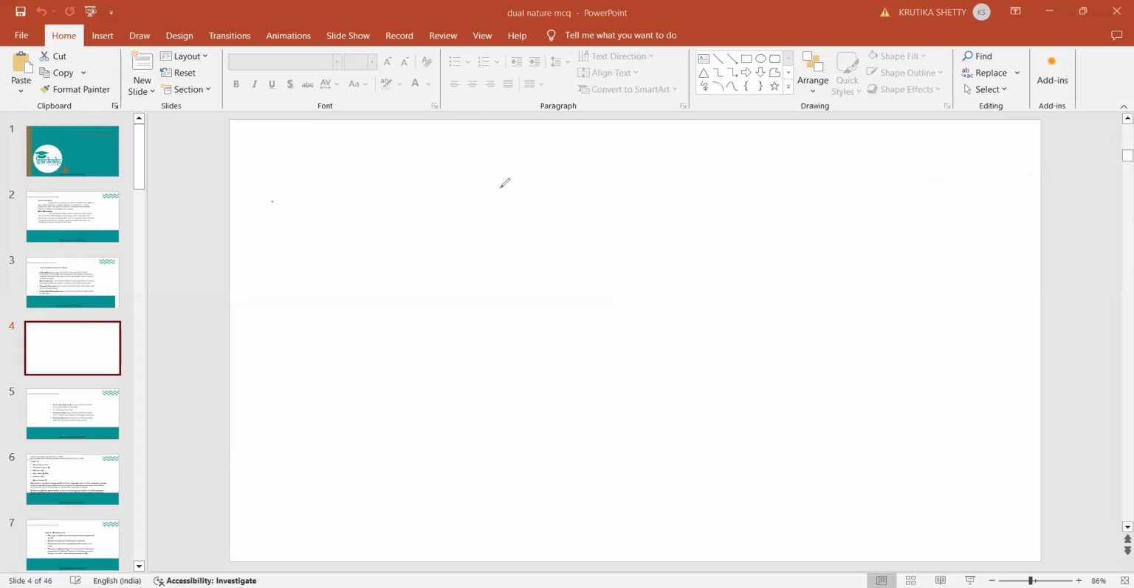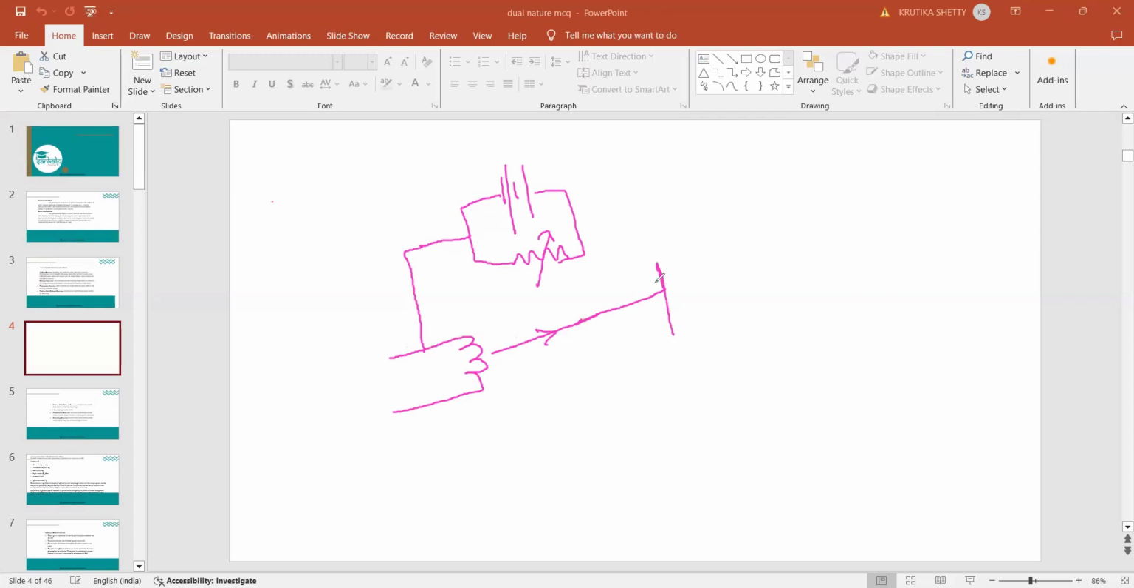Okay, so according to the Davisson and Germer experiment, first there is a high voltage battery connected. This high voltage battery is next connected to the rheostat. Then next this is connected to an electron gun. With the help of the electron gun, what is happening? The electron beams are coming out of this, and they will hit the nickel crystal.